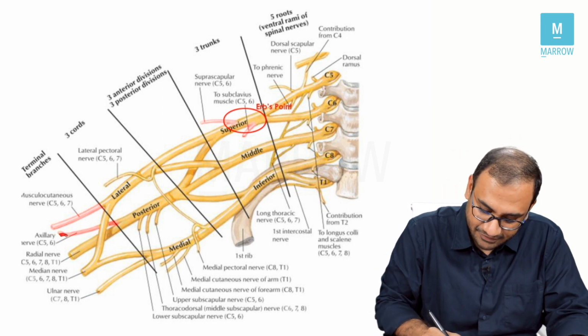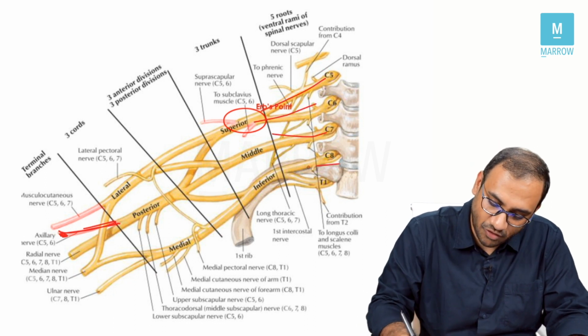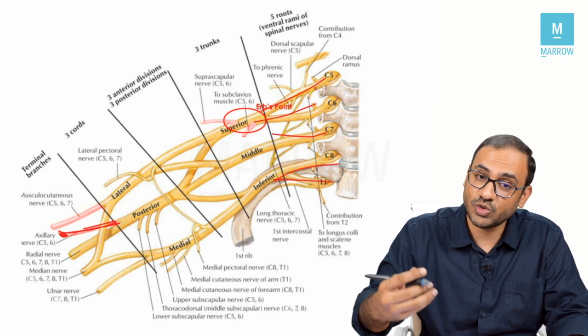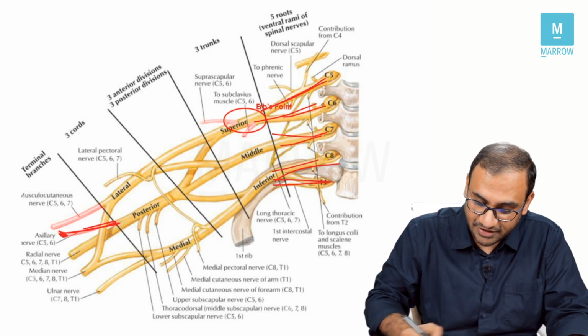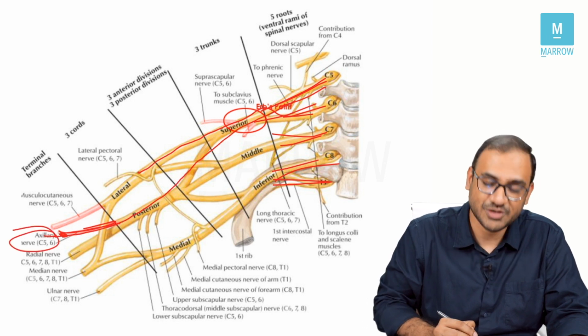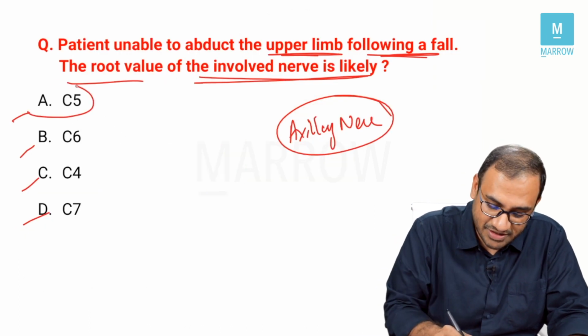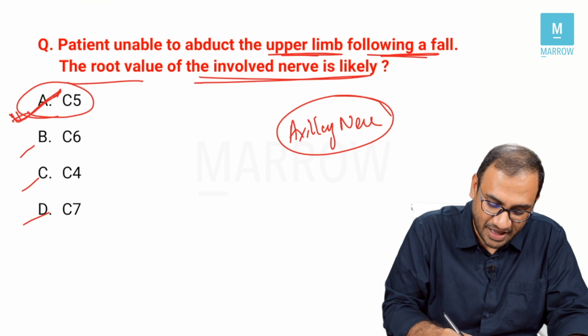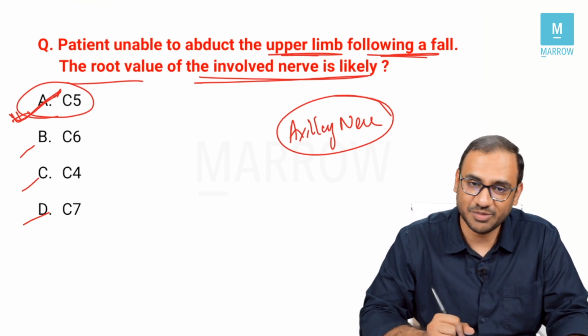See, the axillary nerve comes from the brachial plexus, but brachial plexus is formed by all these spinal nerve roots, C5, C6, C7, C8 and T1. So C5, C6 participate and make axillary nerve. So axillary nerve root value is C5, C6. So the answer here has to be C5. And because of the injury of the C5, the patient is unable to abduct the shoulder.